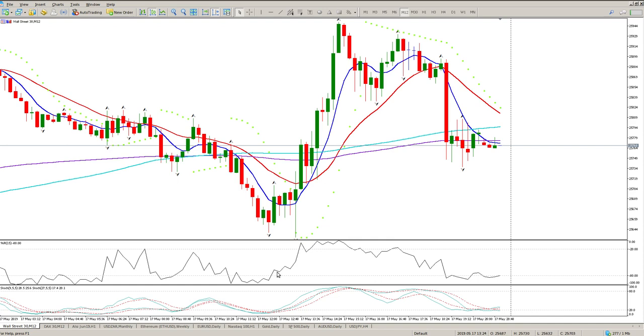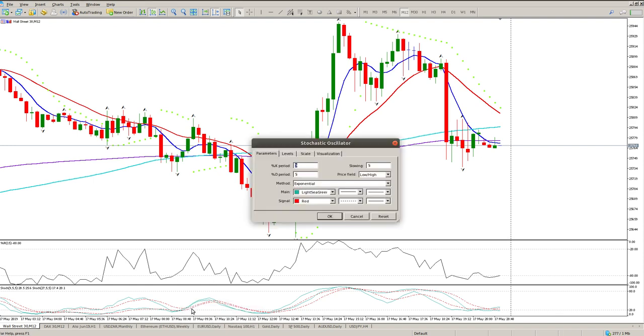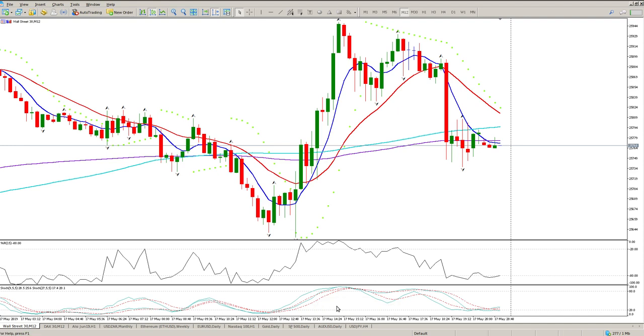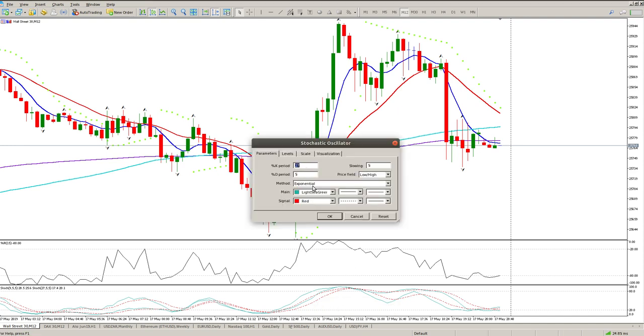Then down here we've got two oscillators. The first one is the Williams Percentage R set to 15, so it's a little bit different from the standard. And down the bottom I have two stochastics. If we open the one, it is a 9 exponential stochastic, and the other one is a 27 exponential moving average, and slowing, and the percentage D on both is 5.